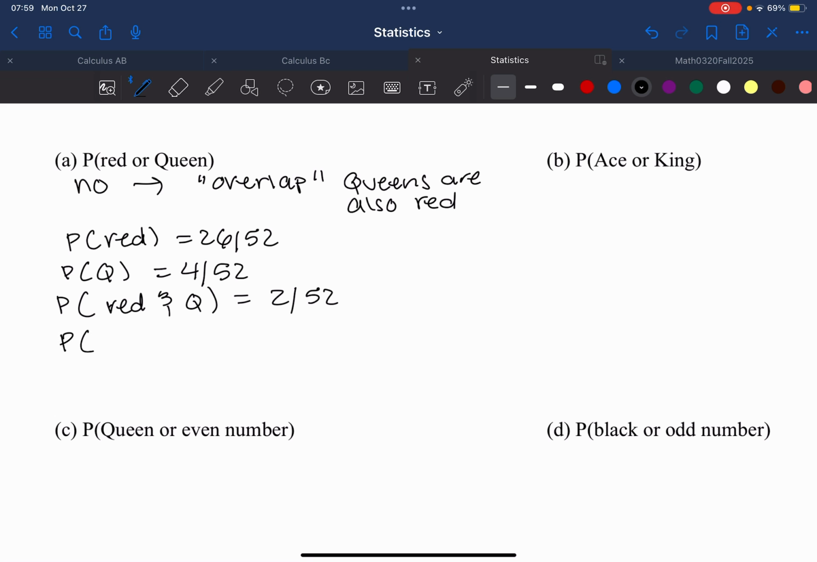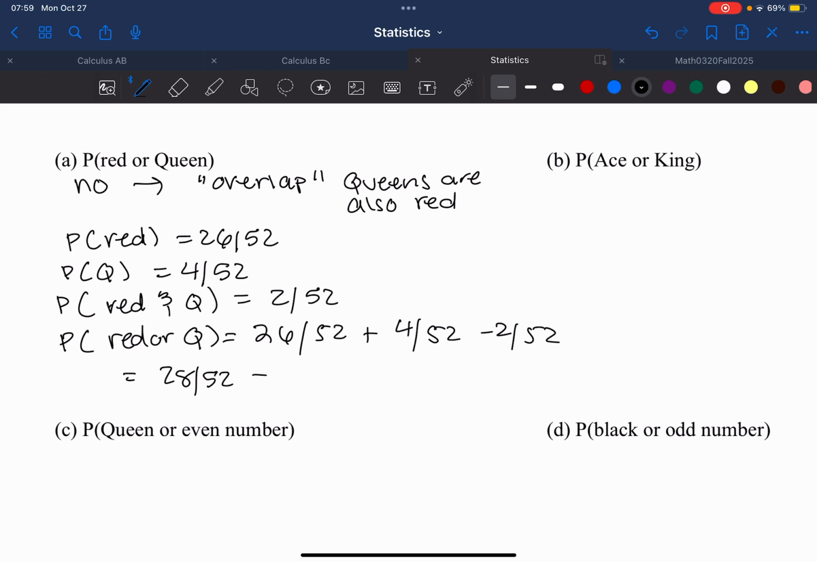And the probability that it's red or queen is going to be 26 out of 52 plus 4 out of 52 minus 2 out of 52, which gives us 28 out of 52, which is 0.538, or about a 54% chance that we pick a red or a queen.